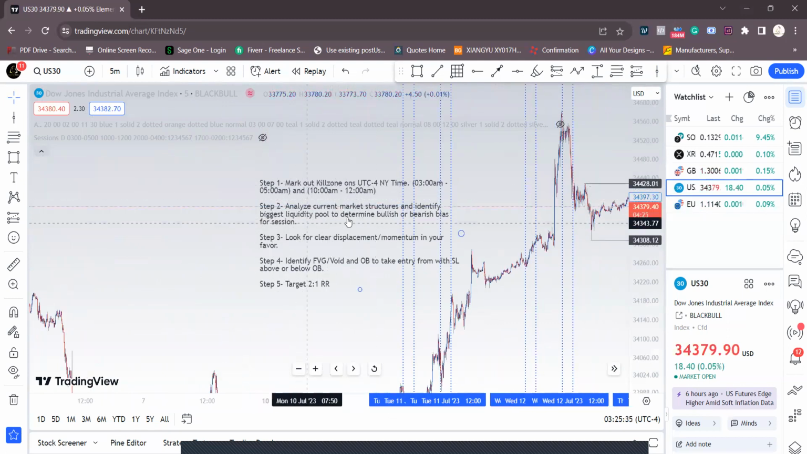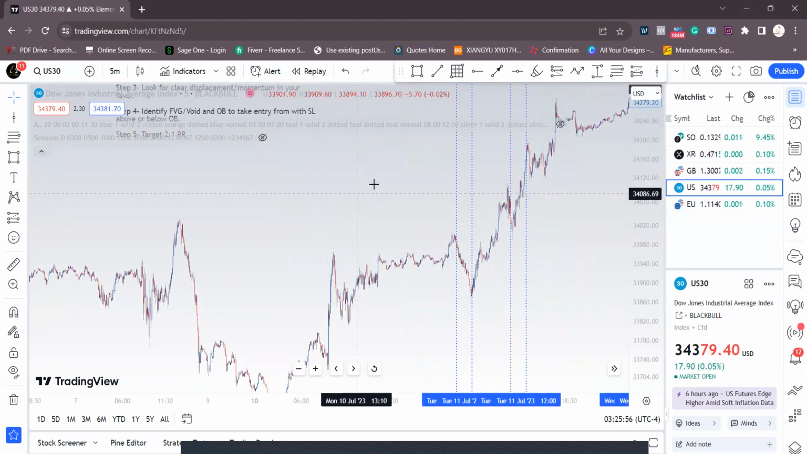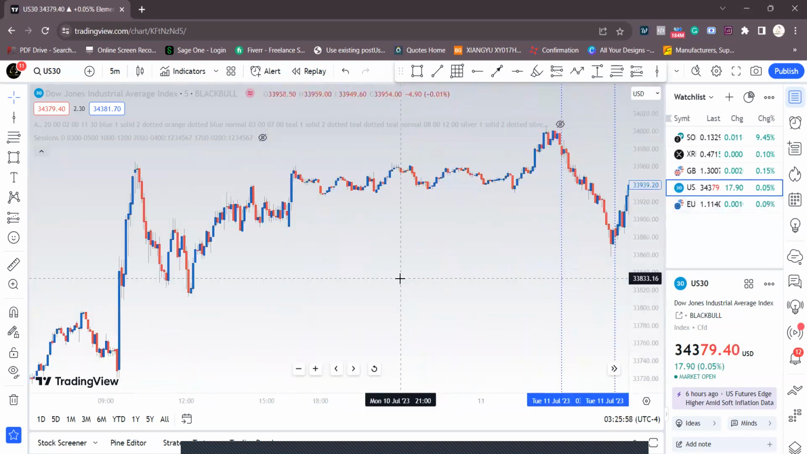There needs to be some sort of bias. Are you looking for buys or sells? And you need to have a story behind what you're looking for and stick to that. Then look for clear displacement of momentum in your favor, in the direction that you predicted for the session. Take your entry on the fair value gap with your stops above or below the order block and target 2 to 1. Very basic, guys, like super basic. Okay, so I'm going to go over this example.